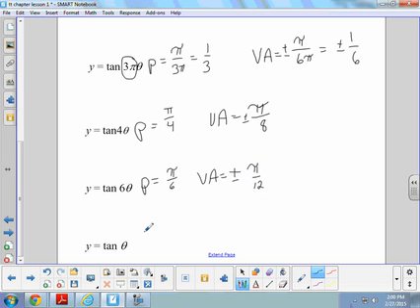If you're noticing a pattern, the vertical asymptote is really the period multiplied by 1/2. The period here is just going to be pi, because it'd be pi over 1. Vertical asymptote, plus or minus pi over 2. All right, let's actually graph some of these now.